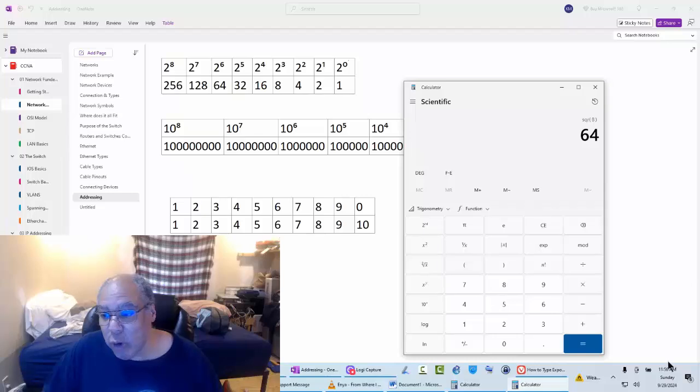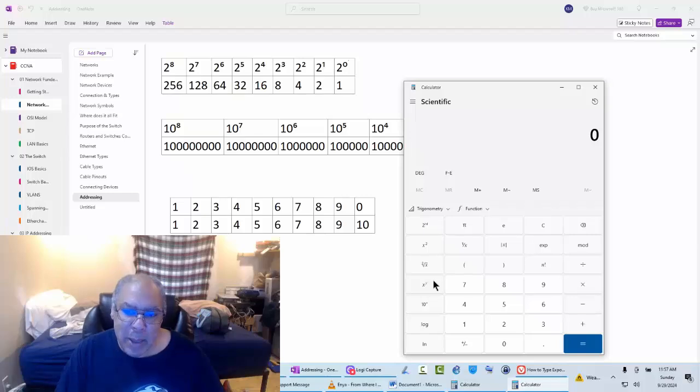8 times 8 is 64, right? However, we want to be able to put our value in there. So if I say 8, I don't want to square it, I want to cube it. See my point? We have 8 times 8, which is 64, and 64 times 8 is 512. You get my point? That's what we want to use.